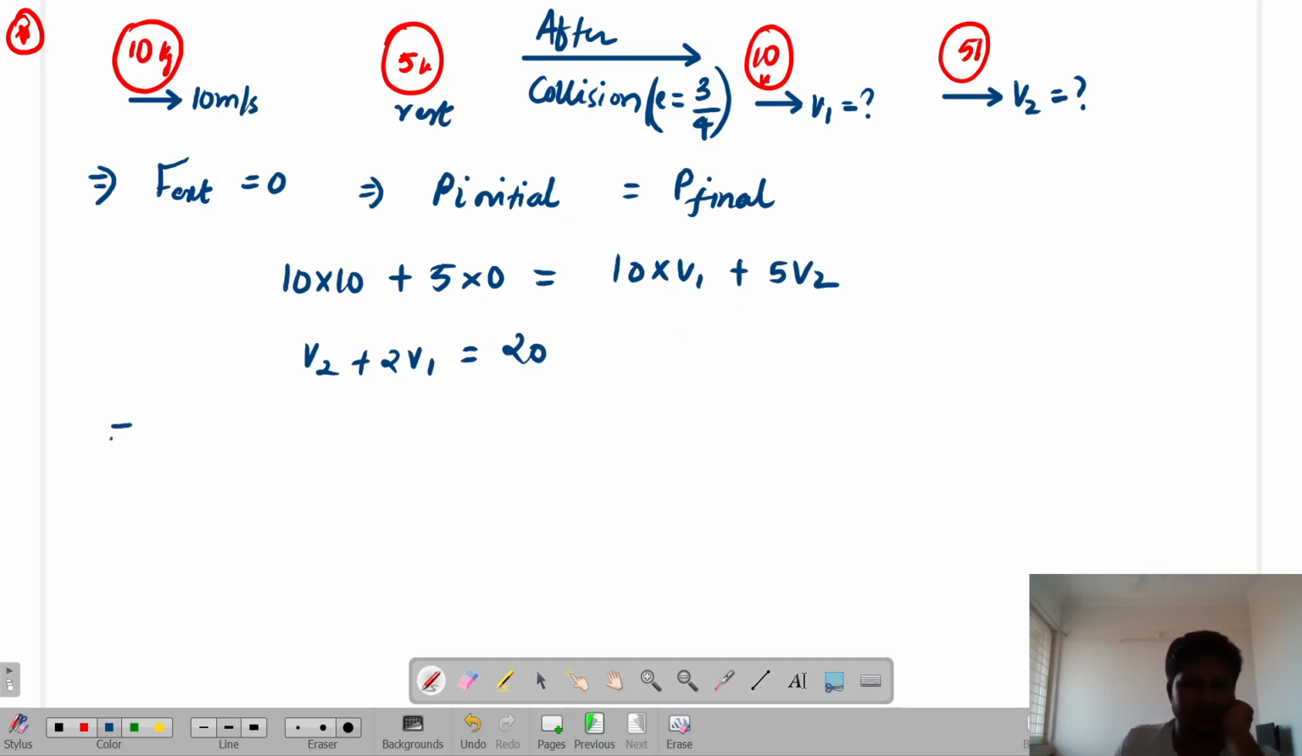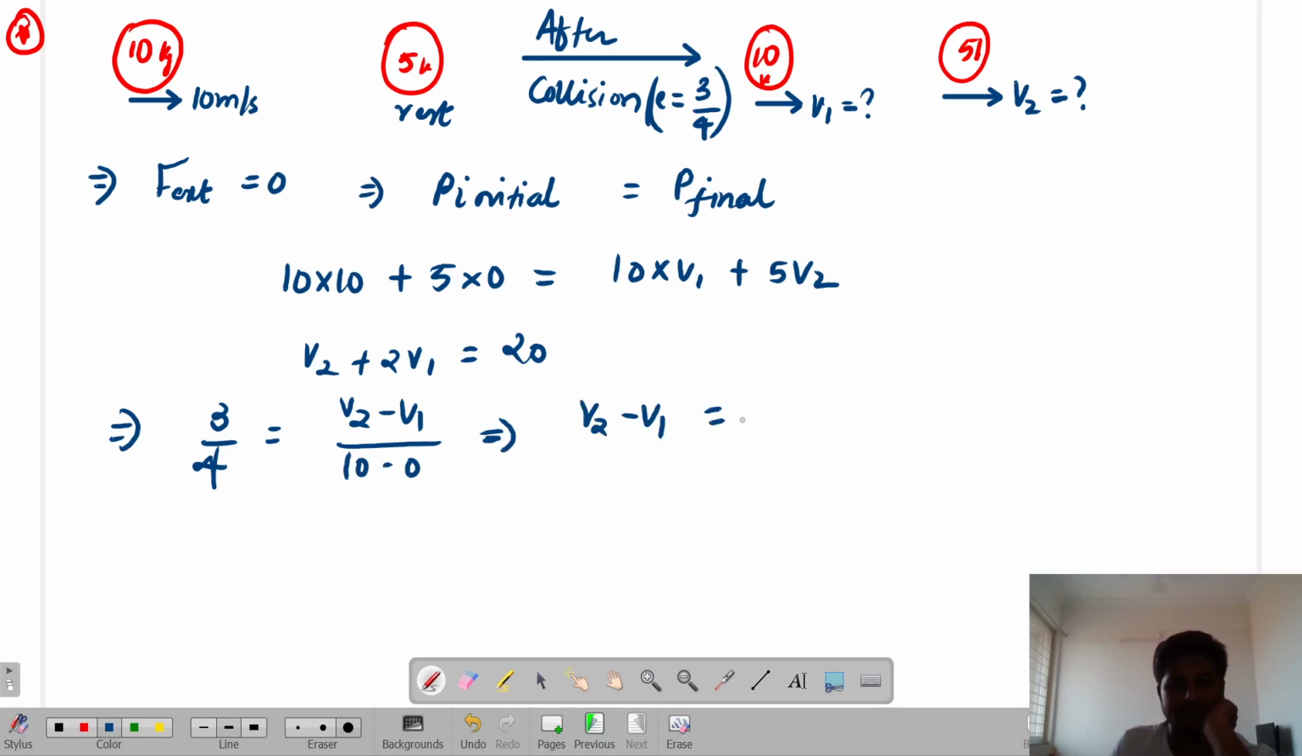First equation. Second equation is e is 3 by 4. e is equal to velocity of separation, that is V2 minus V1, divided by u. So V2 minus V1 is equal to, how much is that? 3 into 10 by 4. That is 2 5 is 10, 2 2 is 4, so 15 by 2.